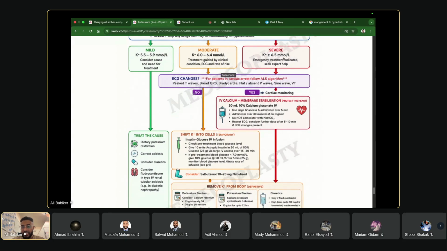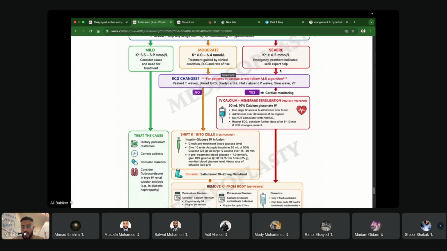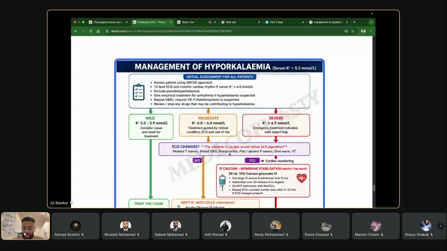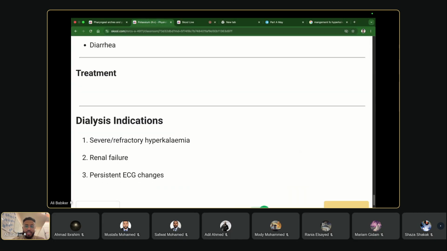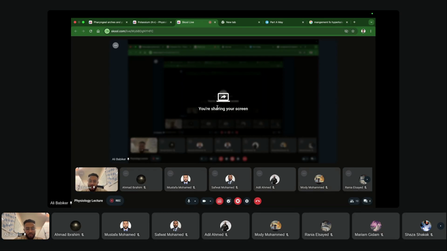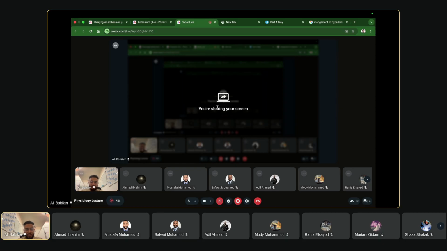If it's severe, more than 6.5, emergency treatment is indicated. You need to ask for help in that case. You give IV calcium, and then you shift the potassium inside. Okay? This image is not totally accurate. I'm going to change it for you. I want you to understand. So in hyperkalemia management, if you have potassium that's higher than 5.5, you immediately do ECG.